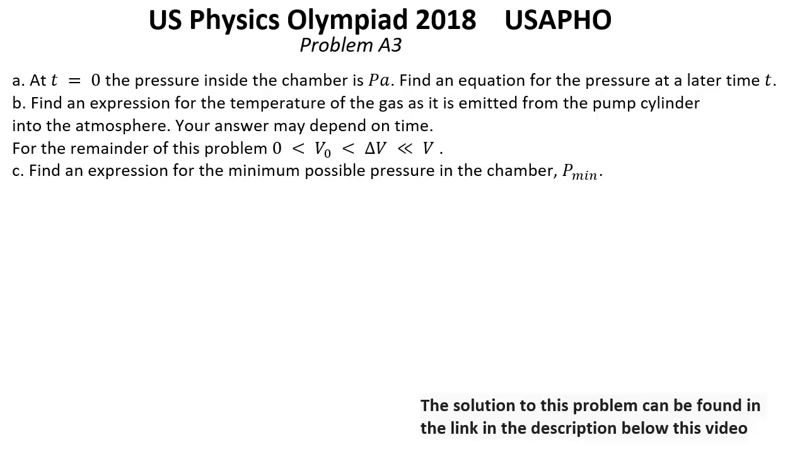Question B. Find the expression for the temperature of the gas as it is emitted from the pump cylinder into the atmosphere. Your answer may depend on time. For the remainder of this problem, 0 is less than V0, which is less than delta V and much less than V. Question C. Find an expression for the minimum possible pressure in the chamber, P minimum.